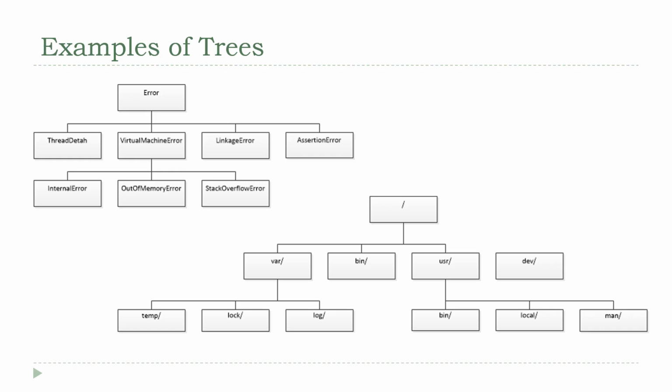So all sorts of things can be modeled using these trees. I've got two examples here. Really, anything that exists in a hierarchy, a tree is going to be a good choice for modeling it. On the upper left-hand corner here, this is a selection of the different types of errors that you can get in Java and their hierarchy. On the bottom right, that's a section of the Unix file system. Really, any file system could be modeled nicely using a tree.